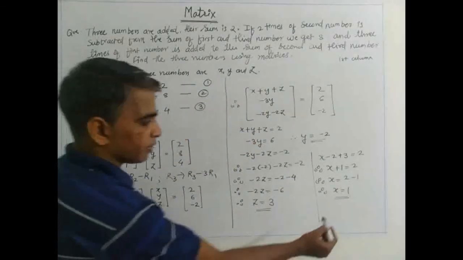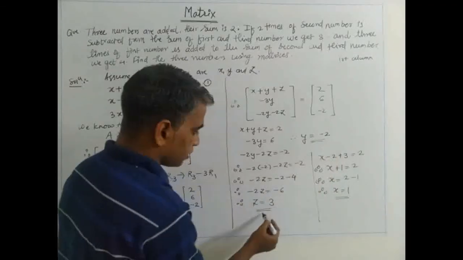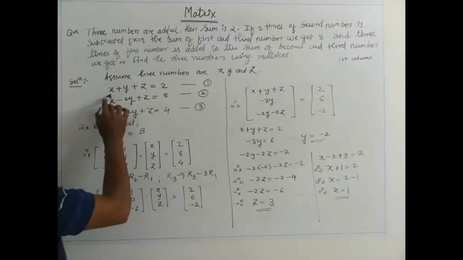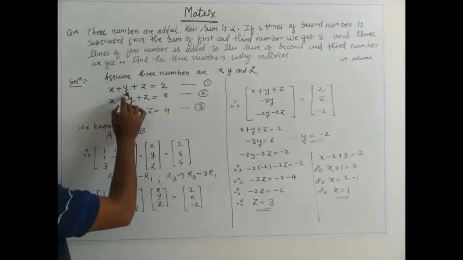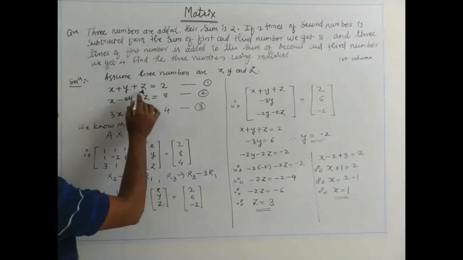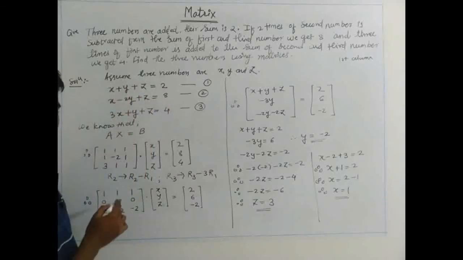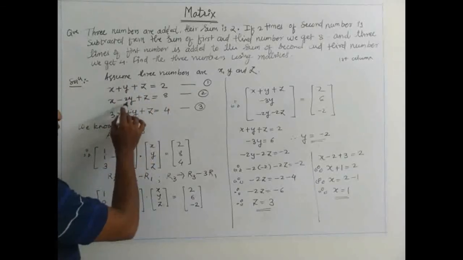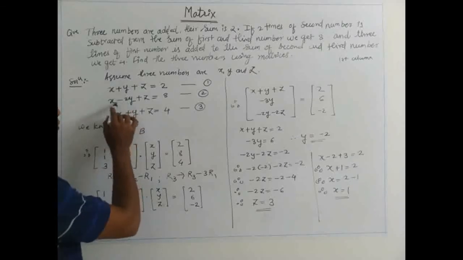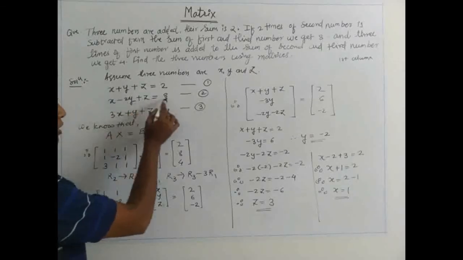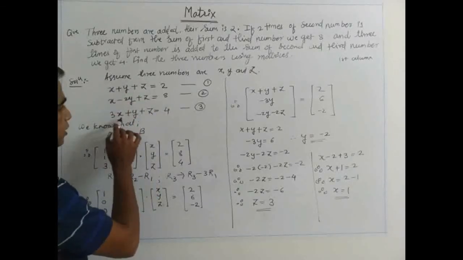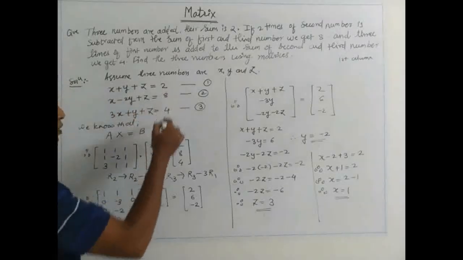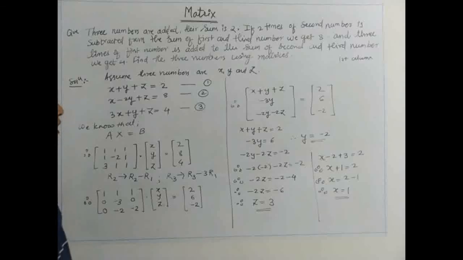So we got the value of x is 1, y is minus 2, z is 3. Cross check these values in equation 1. So 1 minus 2, that is minus 1, plus 3, minus 1 plus 3 is 2. Next, in a similar way, in the second equation, 1 minus 2 into 2, minus minus plus 4, 1 plus 4 is 5, 5 plus 3 is 8. Here 3 minus 2 plus 1, 1 plus 3 is 4. So the values of x, y, z satisfy the given equations.